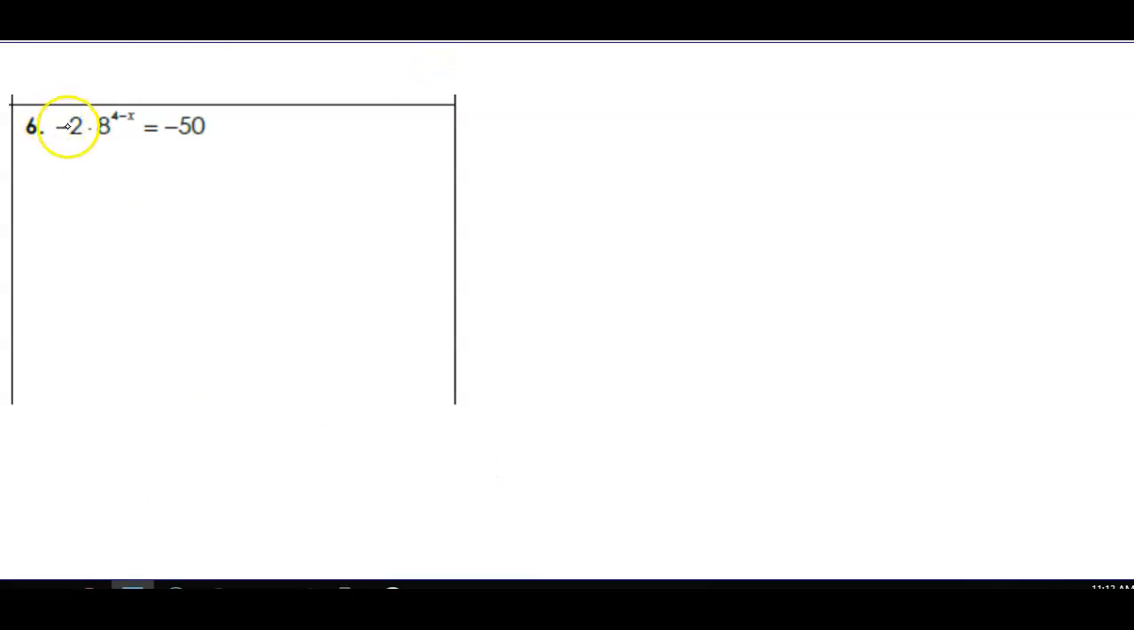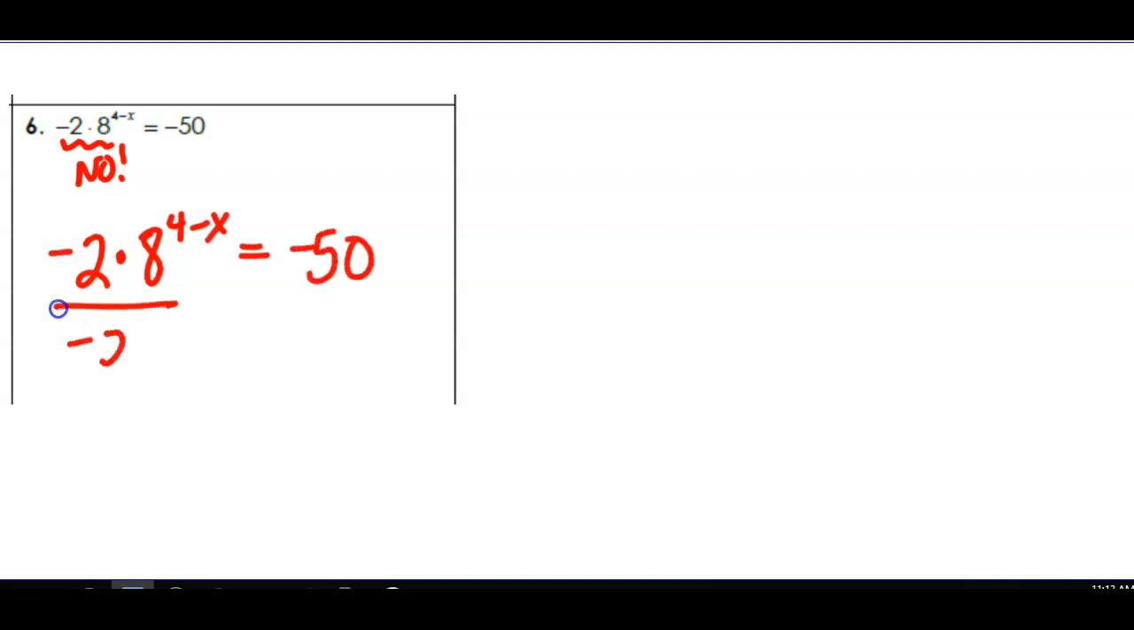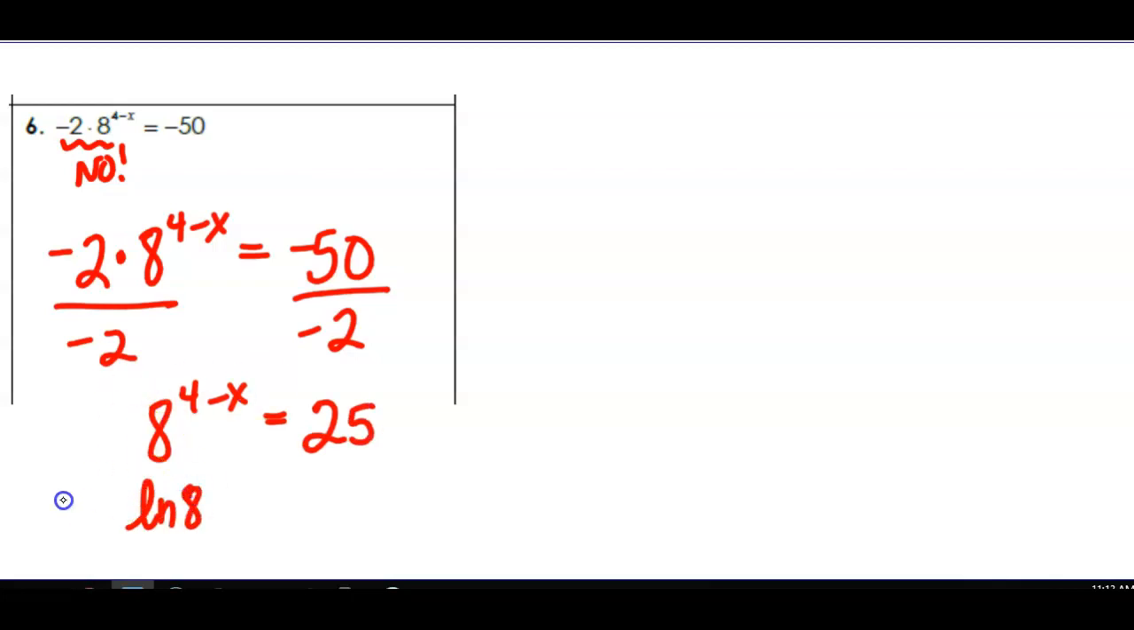All right, this one, you cannot combine those, okay? So what you have to do instead is divide both sides by negative 2 to isolate, and you get 8 to the 4 minus x equals 25. Then you take the log of both sides, and I'm going to be lazy this time and do ln.